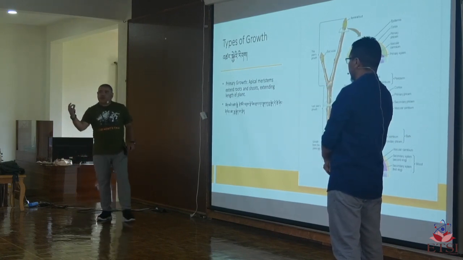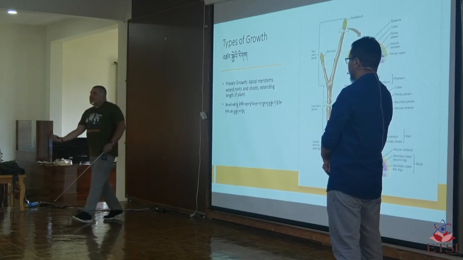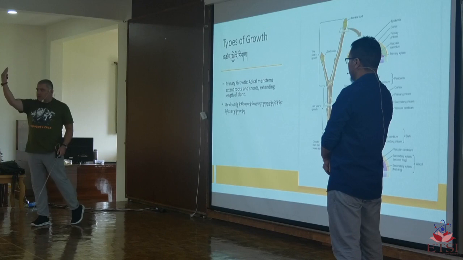Where germination originates in the soil, you have the apical meristem essentially extending in an upward movement.